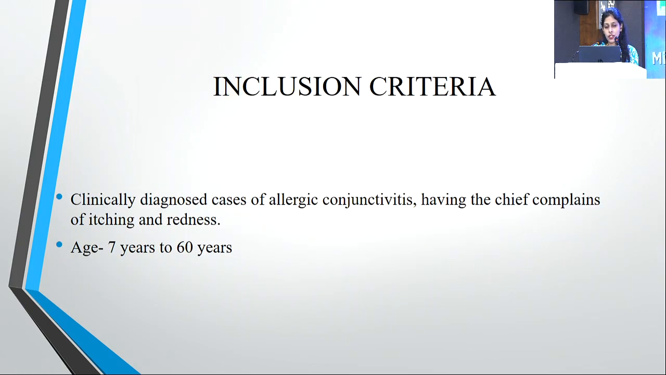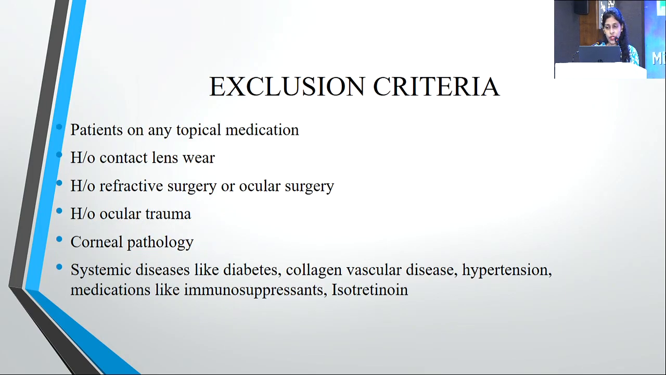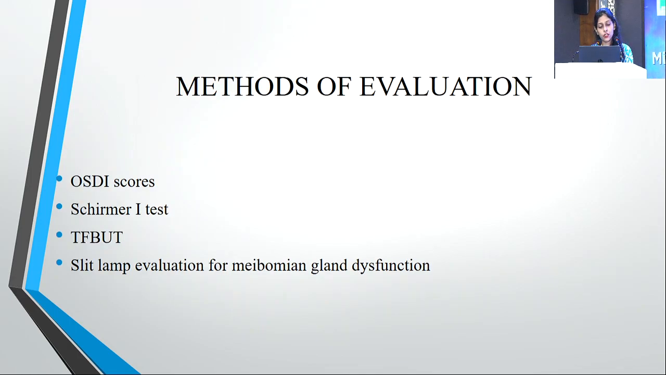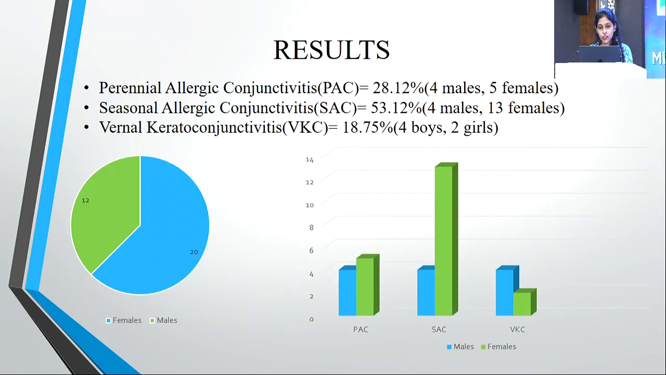My inclusion criteria were clinically diagnosed cases of allergic conjunctivitis having the chief complaints of itching and redness, aged from 7 to 60 years. Exclusion criteria were patients on any topical medication, history of contact lens wear, history of refractive surgery or ocular surgery, history of ocular trauma, corneal pathology, systemic diseases like diabetes, collagen vascular disease, hypertension, and medications like immunosuppressants and isotretinoin. My methods of evaluation consisted of OSDI score, Schirmer-1 test, TFBUT, and slit lamp evaluation for meibomian gland dysfunction. The following were the results.